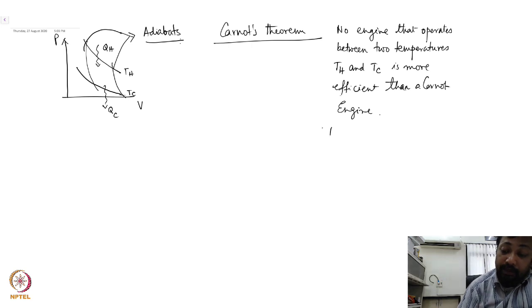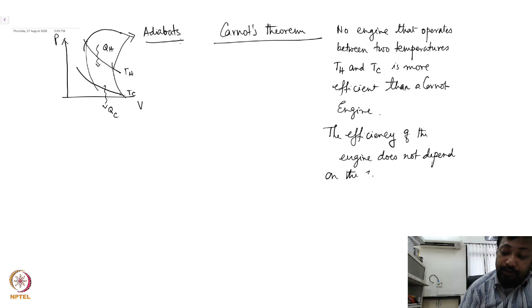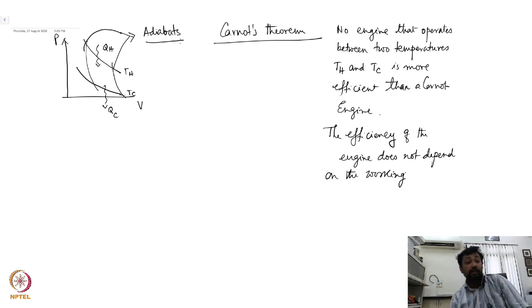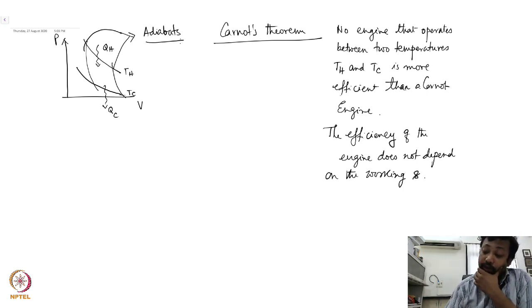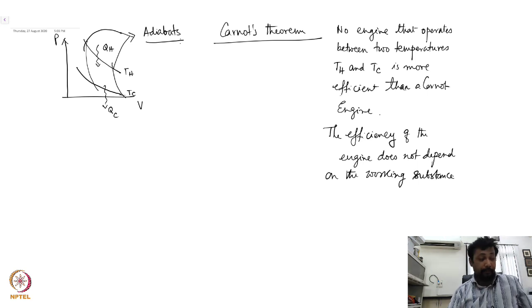Number one, the efficiency of the engine does not depend on the working substance. So you might as well do it with a magnetic substance instead of working with the ideal gas. Essentially what you will have is the same efficiency if your temperatures TH and TC remain the same.